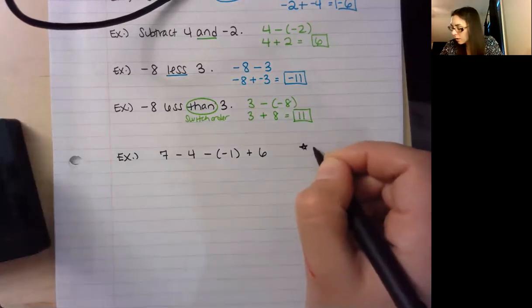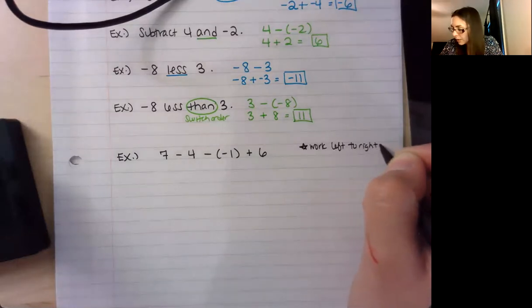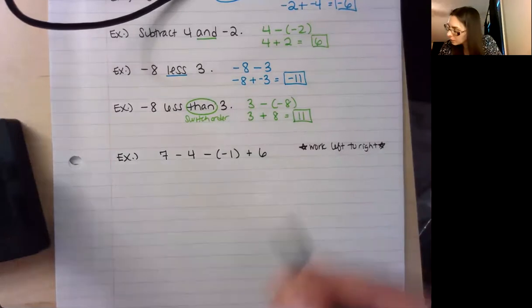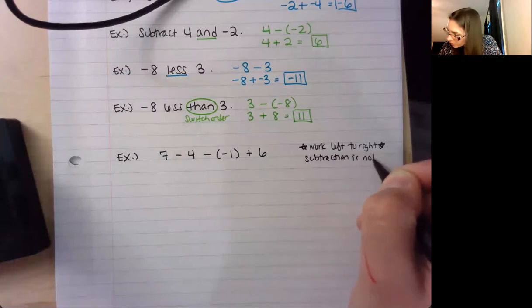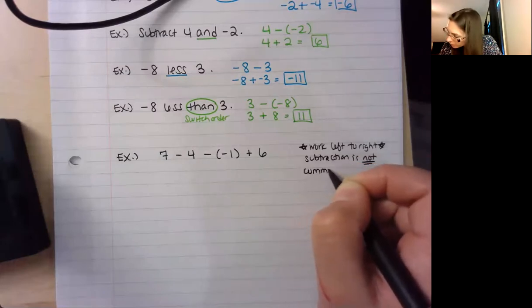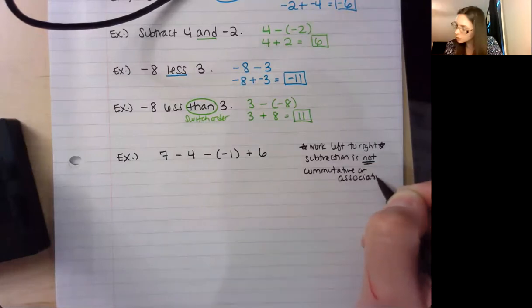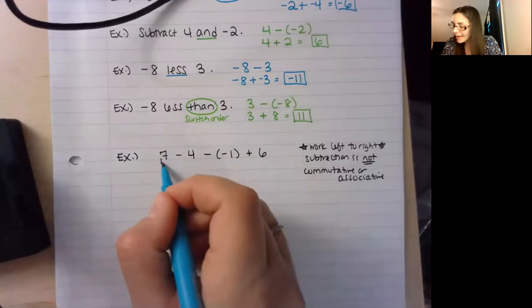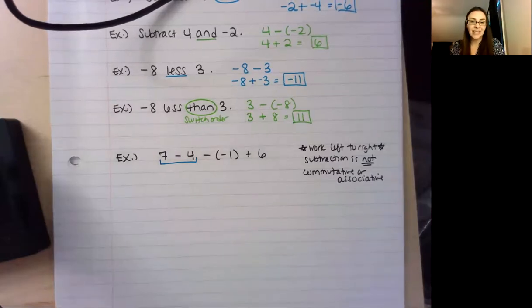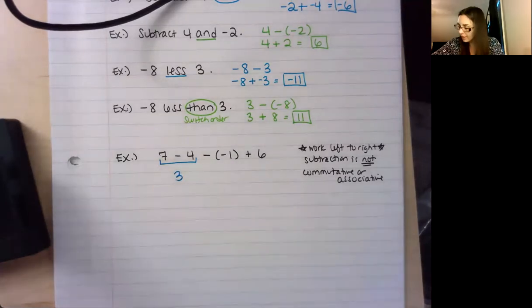So you do need to work left to right here. That is really important because subtraction is not commutative or associative. So we can't rearrange things once we see subtraction. So I'm just going to go one piece at a time. So I'm going to start here. Now, I can change this over, but 7 minus 4, I can do that, right? 7 minus 4 is just 3. So if it's just a regular subtraction, you don't really have to rewrite everything.